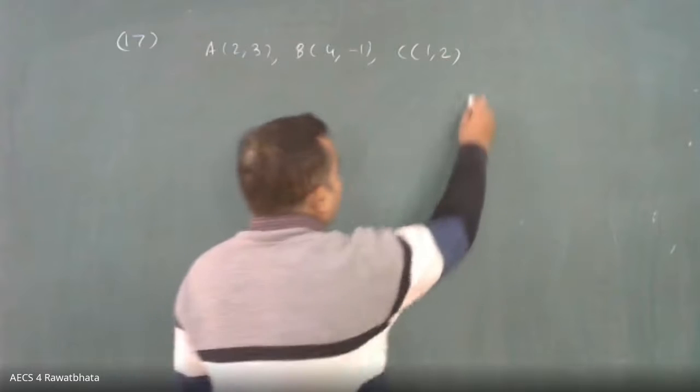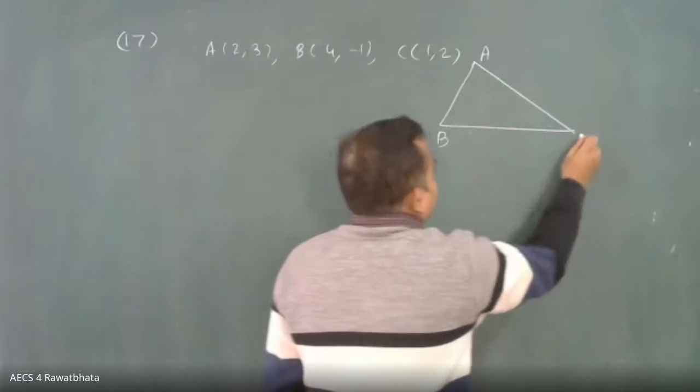Find the equation and length of altitude from the vertex A. Now check the vertices I have written on the board. Yes, sir. Okay, so what they are asking: find the equation and length of altitude from the vertex A.